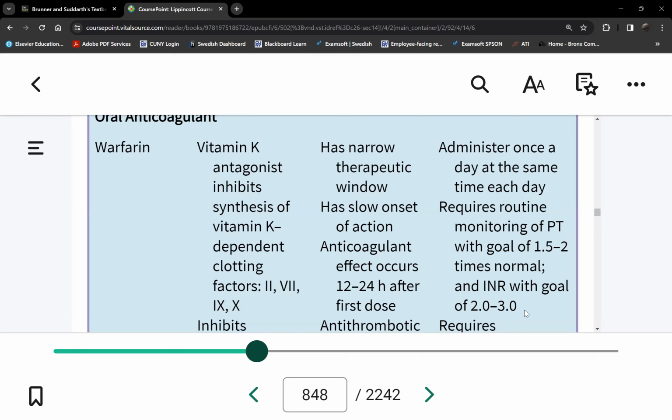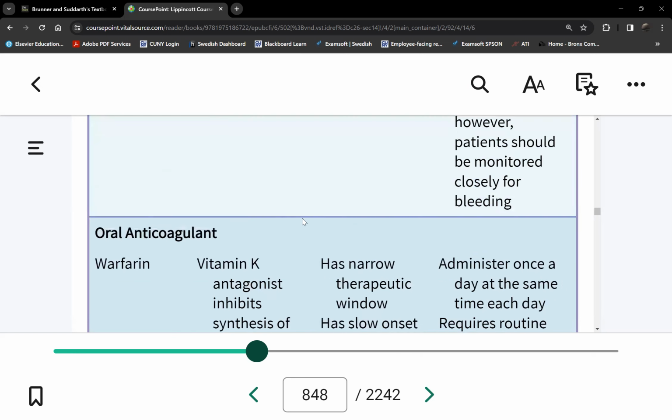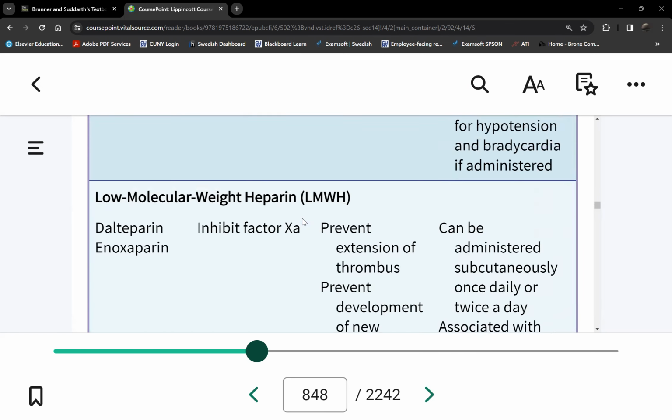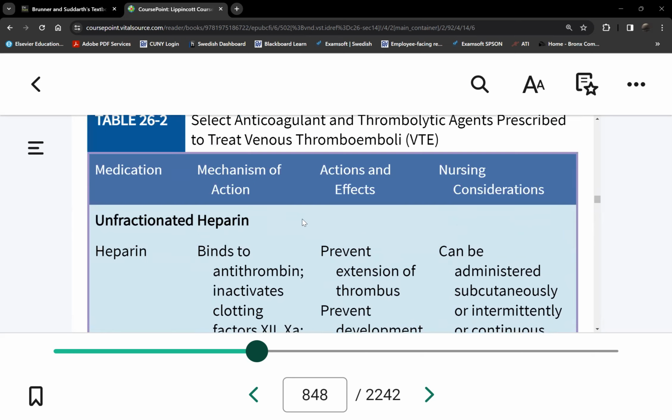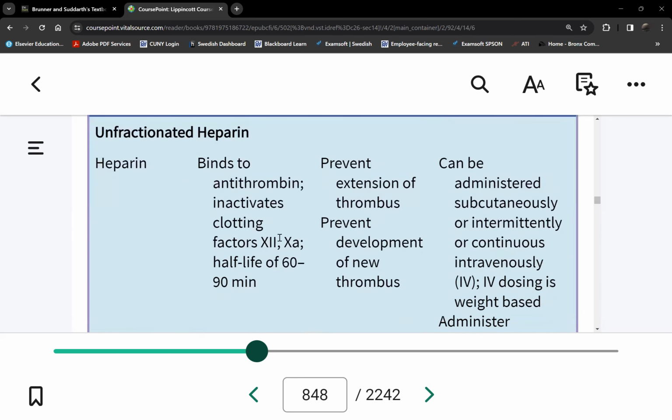All right. So therefore, until we reach the target INR on warfarin, the patient will be on heparin, this unfractionated heparin, and warfarin at the same time. Does that make sense?